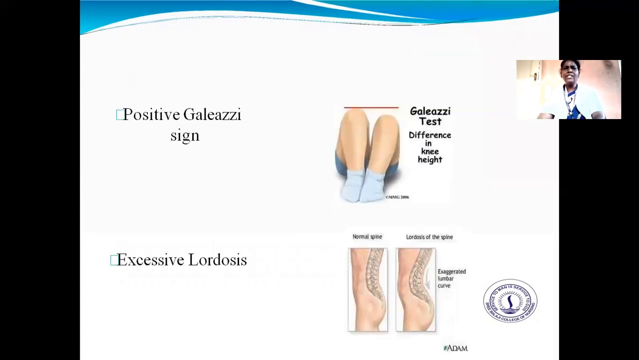Then positive Galeazzi sign. Positive Galeazzi sign means the child will be in the supine position, then the hips will be flexed, that is the knees will be flexed. Then we will see the differences in the height of the knees, that is called the Galeazzi sign. Then excessive lordosis will be there. The child having developmental dysplasia of hip will have excessive lordosis.